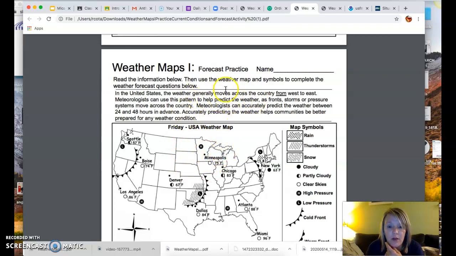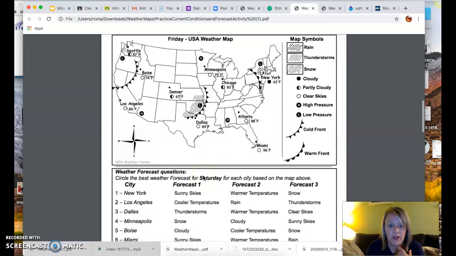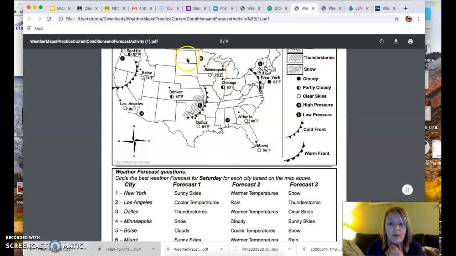I think on this assignment it says meteorologists can accurately predict weather between 24 and 48 hours. Okay, so this map shows Friday. And then your questions down here are, what is going to be the forecast for Saturday? So the next day, you're going to be looking at these locations and seeing what's coming at them to the west, okay? Because it's going to be traveling over them in the next day or so.